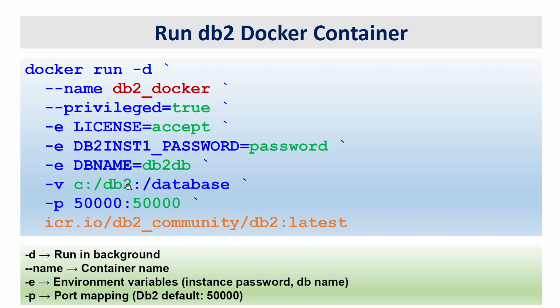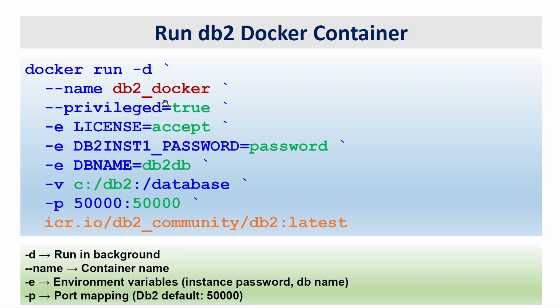This is the directory that we have to create on our local machine, outside of the Docker, where the Db2 configuration will be stored. This is the port mapping, and this is the Docker image that we have downloaded from the IBM website. Some of the options: -d says run in background, --name is the name of the container, -e is the environment variables, and -p is the port mapping. So this is how the docker command looks.